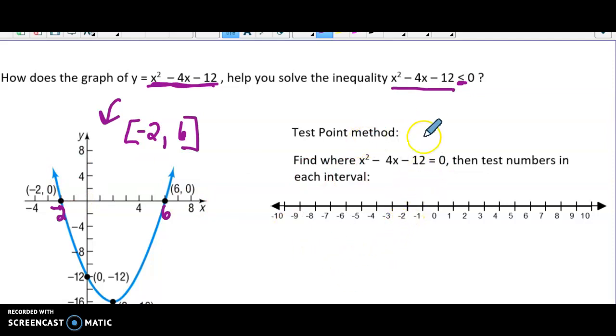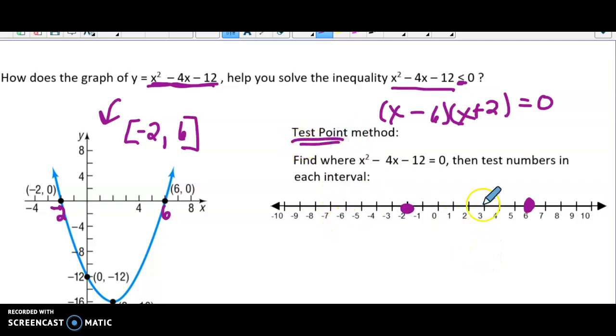There is a test point method, and that's where you find where it equals 0. And that's where the strategies from the previous page will come in handy. I'm going to factor it: x minus 6, x plus 2. So where does it equal 0? It equals 0 at 6 and at negative 2. So we find where it equals 0, and then we test the numbers in those intervals. I'm going to test something less than negative 2. Anything. I'll use negative 4 maybe. It doesn't matter.